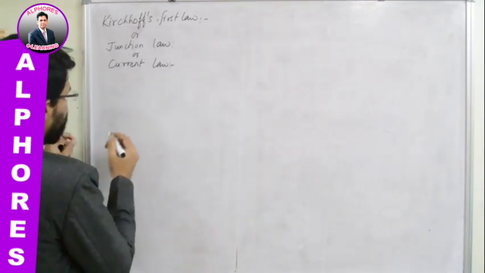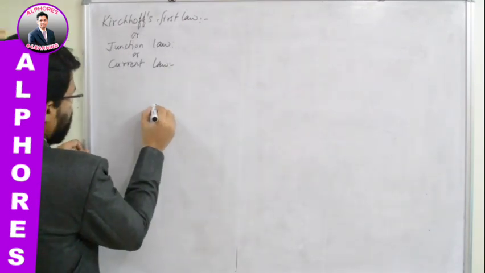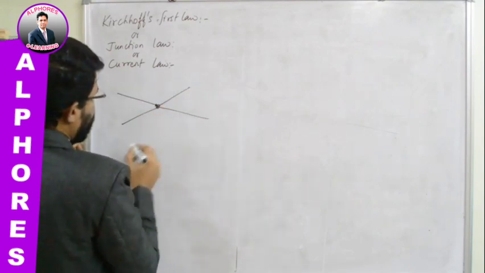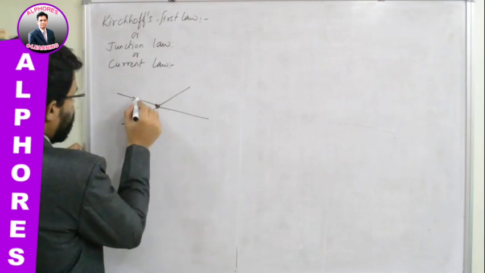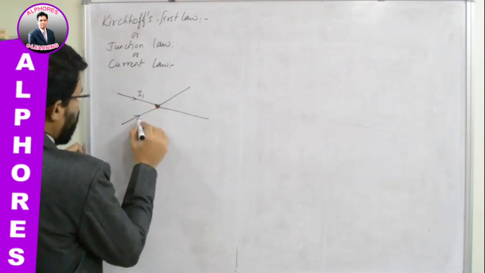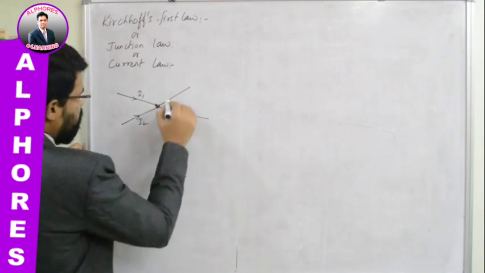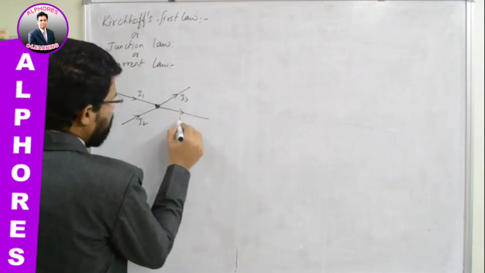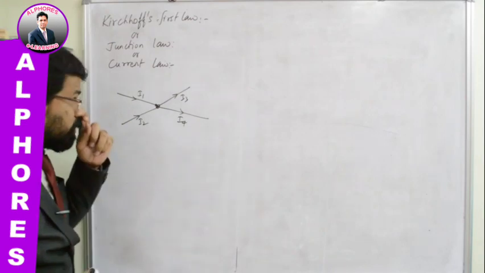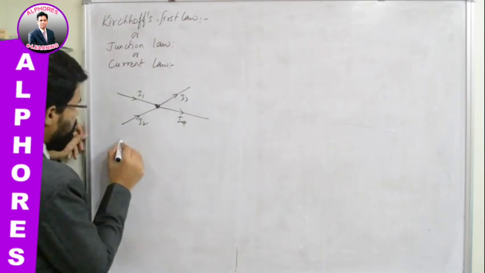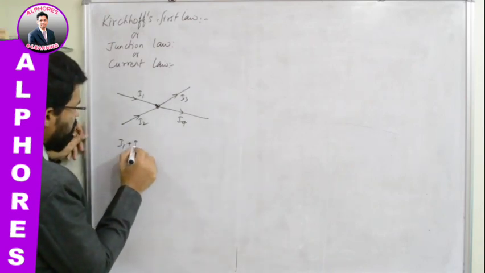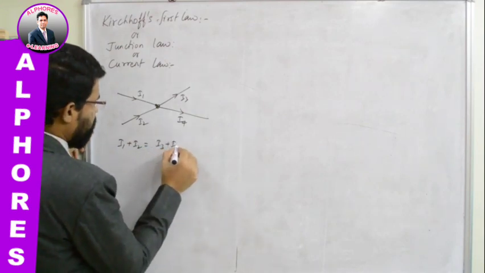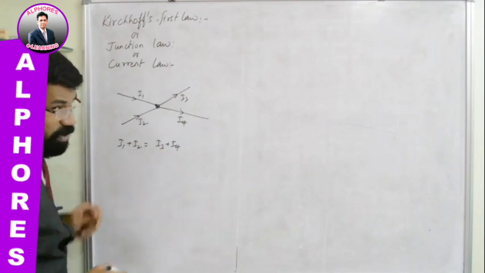Let us try to understand this one. I'll take a junction here. This is how the junction is arranged. Let us say along this direction a current I1 is approaching the junction, along this direction a current I2 is approaching the junction, and along this direction a current I3 is leaving, and here a current I4 is leaving. So according to Kirchhoff's first law, the sum of currents approaching the junction is equal to the sum of the currents leaving the junction: I1 plus I2 is equal to I3 plus I4.